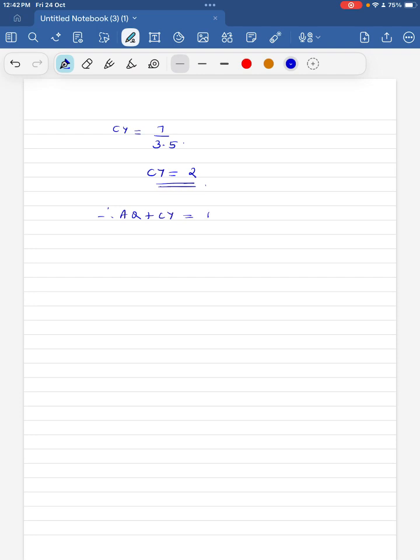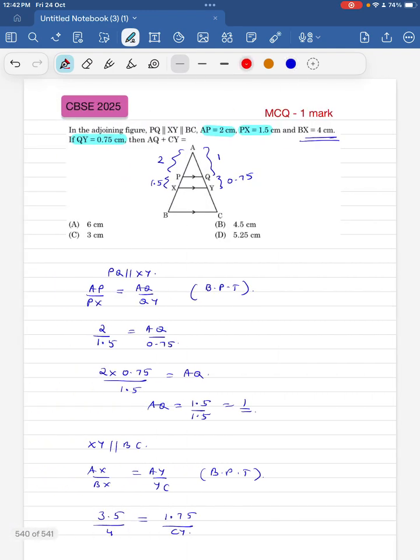And we are expected to find the value of AQ plus CY. AQ we already found out is 1. And CY we just found out is equal to 2. So when you add them up, you get 3 as the correct answer. And the correct option here will be option.